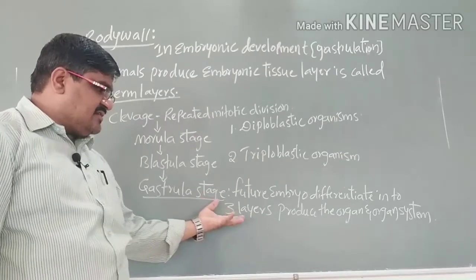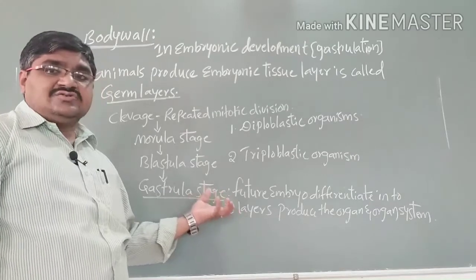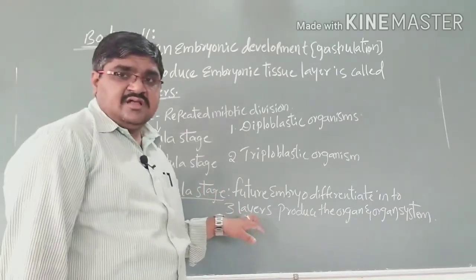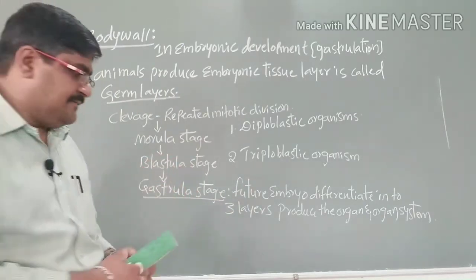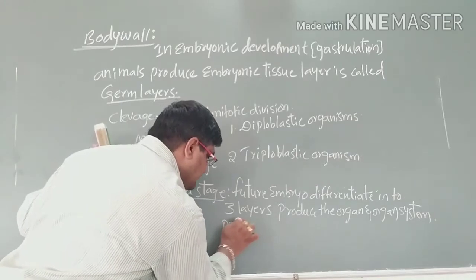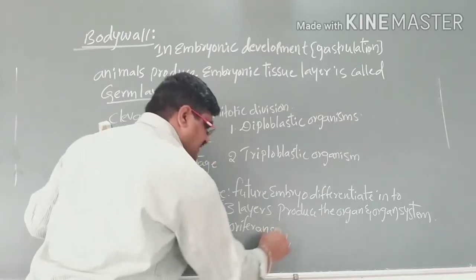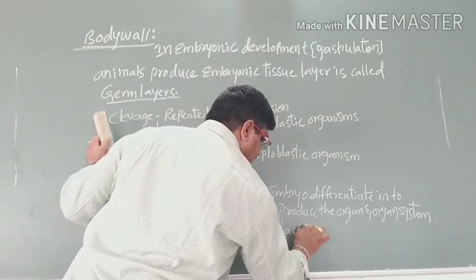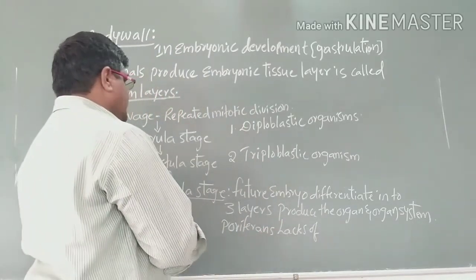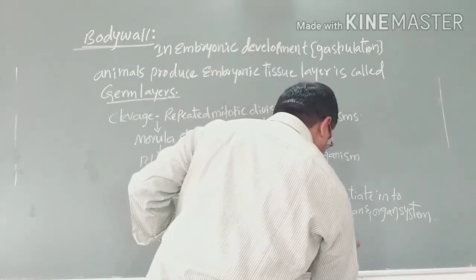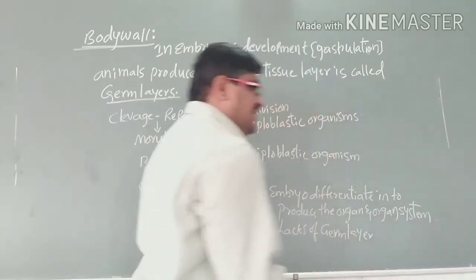These three layers formed at the gastrula stage produce the organs and organ systems, and they are called the germ layers. In some animals, that is in poriferans, there is a lack of the three germ layers. That means in poriferans, germ layers are absent.